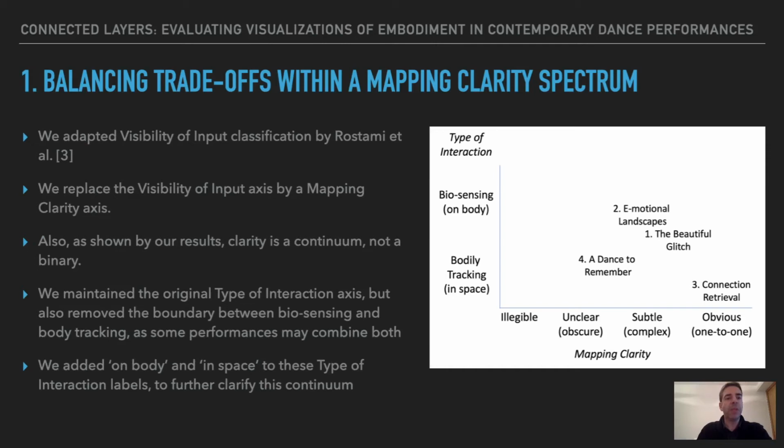We adapted the visibility of input classification by Rostami et al. We replaced the visibility of input axis by a mapping clarity axis. Also, as shown by our results, clarity is a continuum, not a binary. We maintained the original type of interaction axis, but also removed the boundary between biosensing and body tracking, as some performances may combine both. We added on-body and in-space to these type of interaction labels to further clarify this continuum.